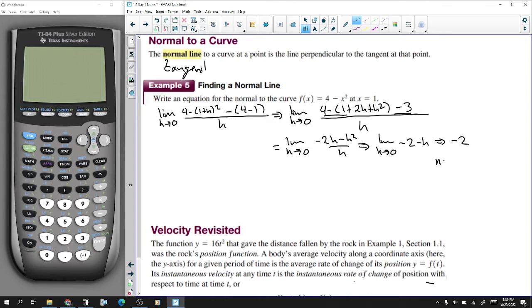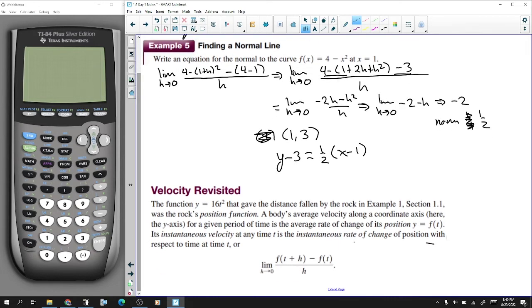So the slope of the normal line is positive 1 half, because it's the opposite reciprocal. So normal and tangent lines have opposite reciprocal slopes. Now we're going through the same point. The point is (1, 3). So y minus 3 is equal to 1 half times x minus 1. And that's the equation of the normal line.